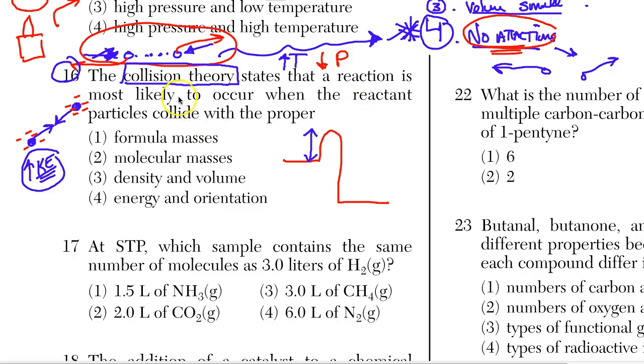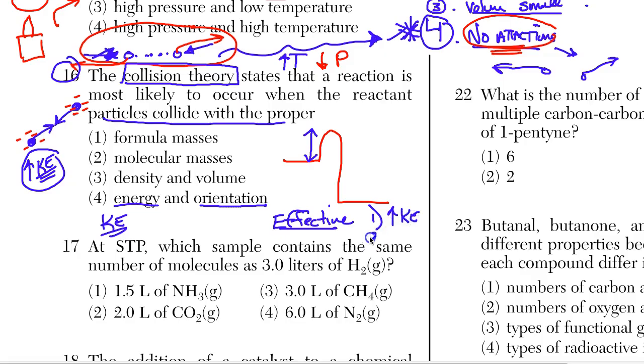So collision theory states that a reaction is most likely to occur when the reactants collide with proper energy. It's really kinetic energy, to overcome the repulsive forces, and that's the activation energy. And they need the proper orientation. Remember, to be an effective collision, a collision that results in a chemical reaction, you have to have two things: one, high enough kinetic energy, and two, proper orientation.